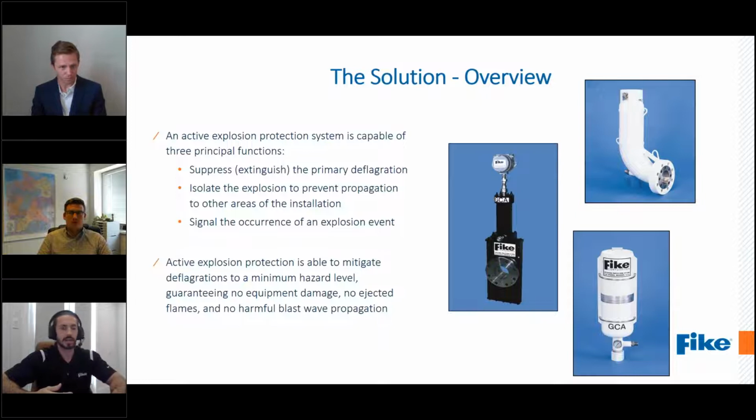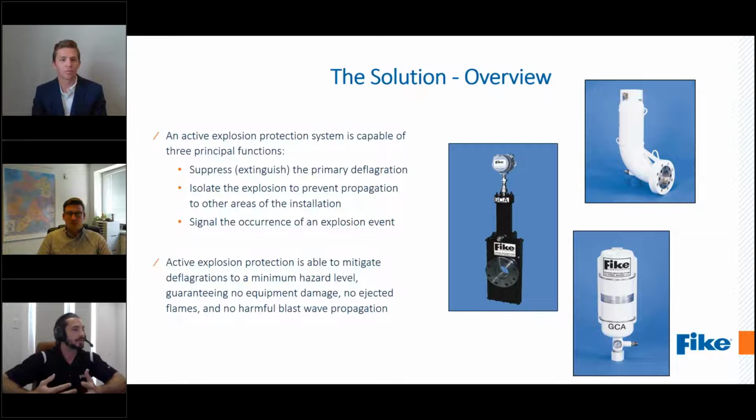So how do we tackle this kind of issue? Actively, there are three main ideas that we can lean on as our principal functions. One is suppression or the extinguishment of the primary deflagration. Another is isolation of that explosion to prevent propagation of flame and pressure to other interconnected areas upstream and downstream. And finally, we can signal the occurrence of that explosion event within the customer's PLC, just to trigger other alarm and response units that might be needed.